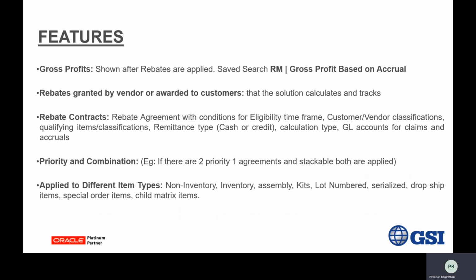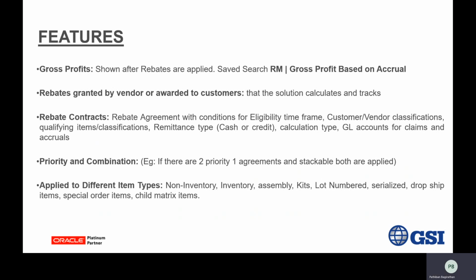And then we have contracts. So every rebate has to go through what is called a rebate agreement, or a contract, with conditions for eligibility. So for example, a time frame: is it just for July 4th weekend, or is it just for Labor Day weekend?